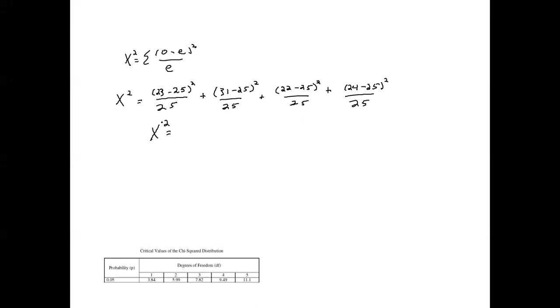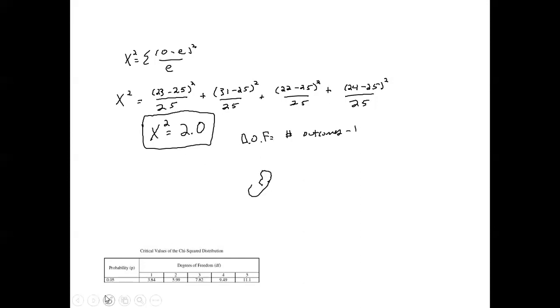Now, let's walk through what this number is going to tell you. I'm not going to walk through how to solve it. It's pretty simple algebra. But if you do this correctly, you should get a chi-squared value of about 2.0. Now, this is our critical values of the chi-squared. Before we do that, we have to remember our degrees of freedom, or DOF, is our number of outcomes minus one.